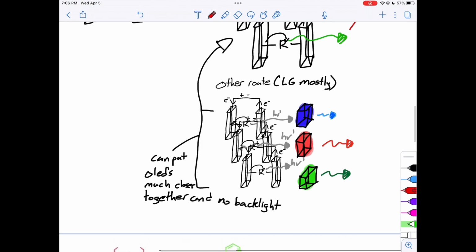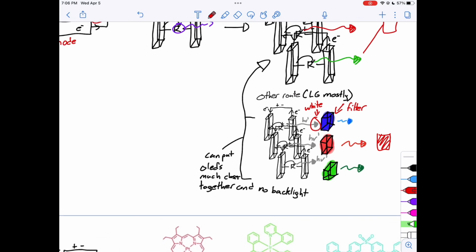And then the other route, which is mostly done by LG, is to have a series of them that are all emitting white light. So I've drawn it gray here so you can see it, but this is white emission, and then that's passed through a filter, and it leads again to a pixel that we see out here.